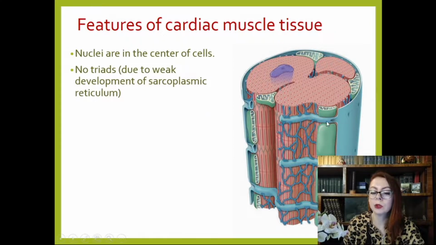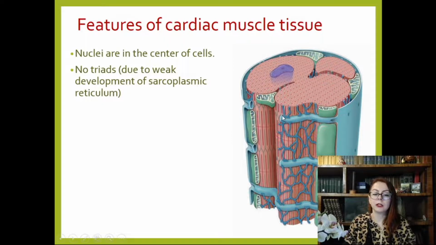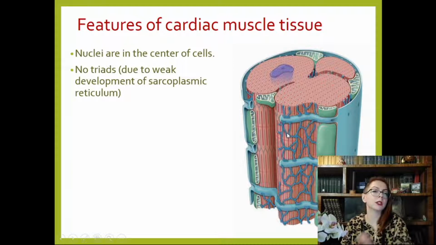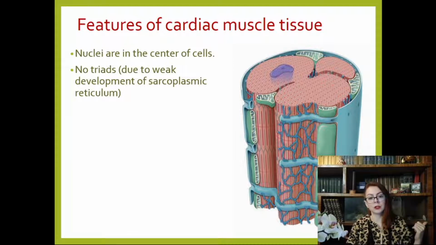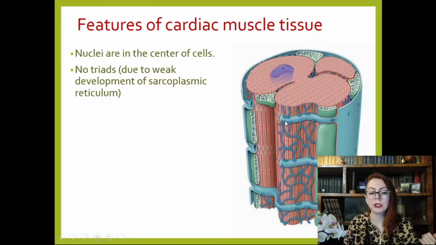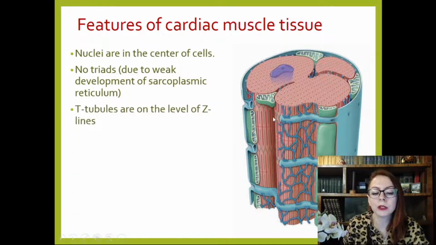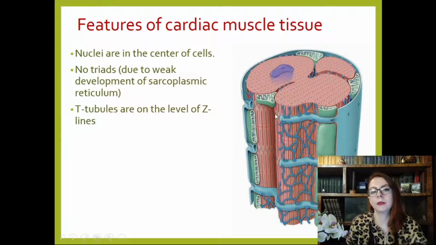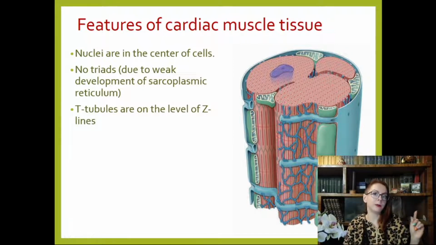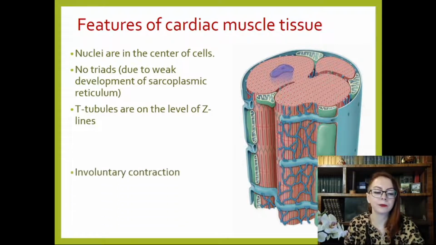Then, there are no triads. As you can see, the T-tubule is in contact with the sarcoplasmic reticulum, but the sarcoplasmic reticulum is much less developed compared with the skeletal tissue. So here we can see the T-tubule, there are no triads. Sometimes dyads are present, but very rarely. Then T-tubules are located at the level of the Z line. Remember, in the skeletal muscle, it is between the A and I band. Here, it is at the Z line level.